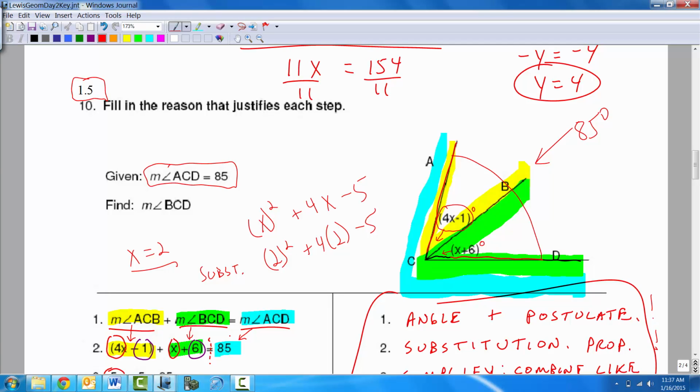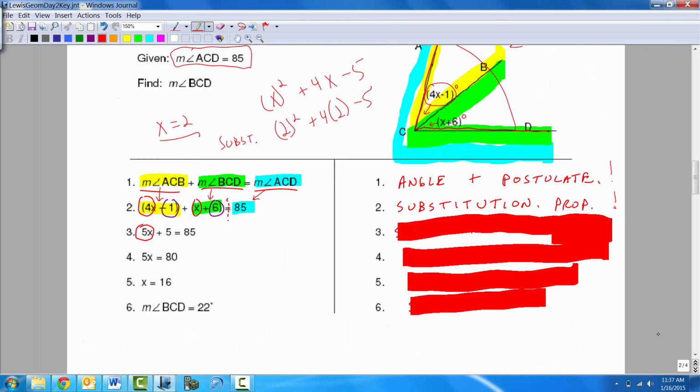All right, now what happens next? I should have this. I'm going to pause the video for a second. Okay, I hid that, so I'm all cryptic now, what the answers are. Okay, so now what happened from here to here? 85 didn't change, but somehow 5x appears here.